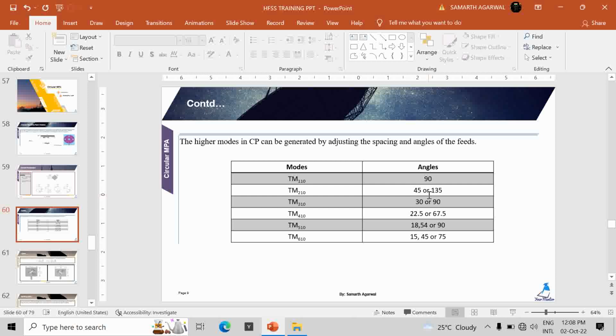Similarly, TM130 is 30 or 90, TM410 is 22.5 or 67.5-degree. These kinds of modes can be generated with these examples. You just have to give the phase shift.